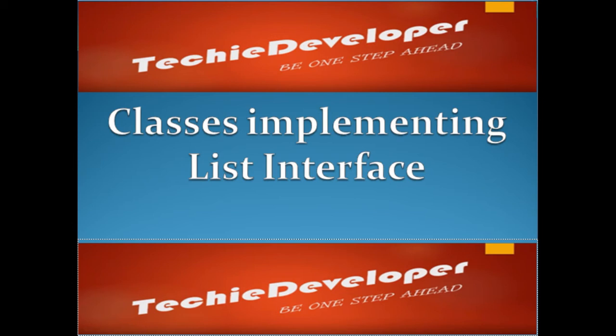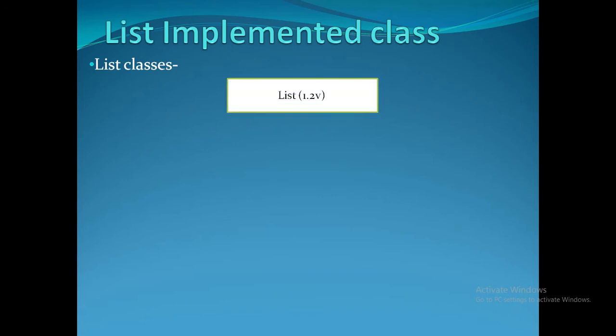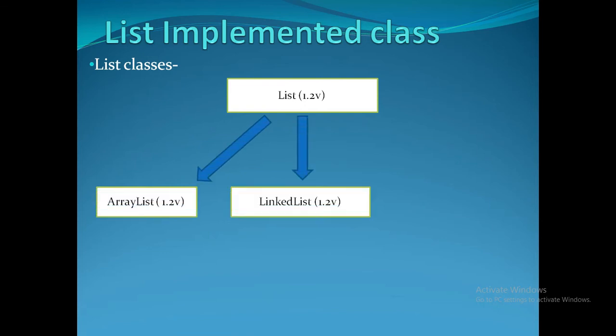So we are going to see the different types of classes which implement the list interface. The first one is ArrayList. ArrayList came in the 1.2 version. The second one is LinkedList. LinkedList also came in the 1.2 version. The third implementing class is Vector. Vector came in the 1.0 version.